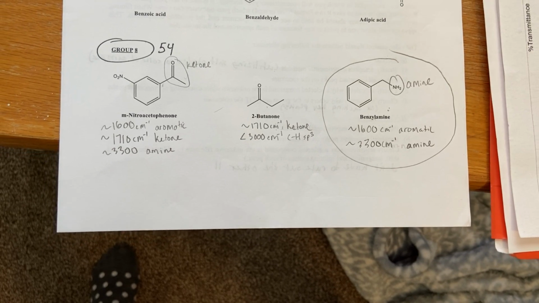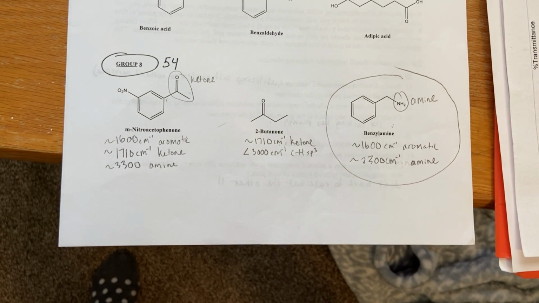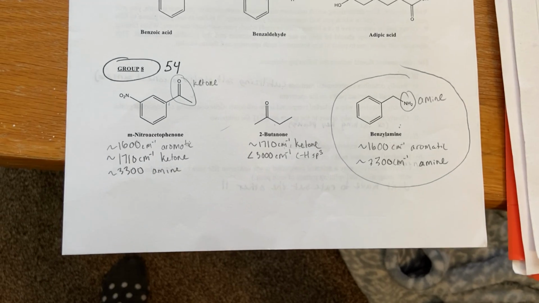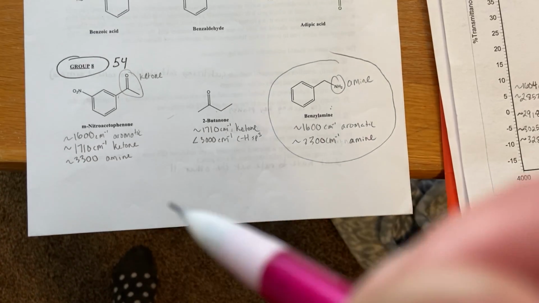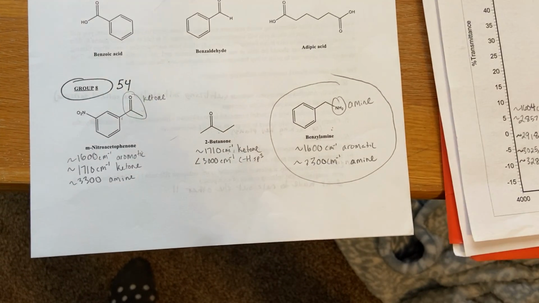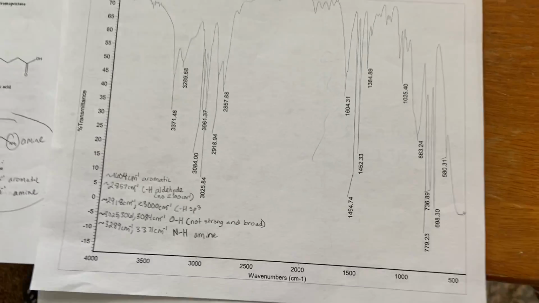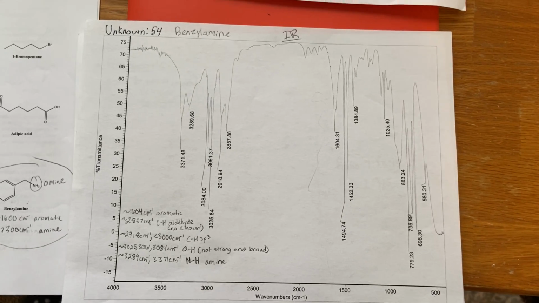And you would also see the 3300 representing the amine on this side. So from this, we can conclude that the molecule found in this IR spectrum for unknown number 54 would be benzylamine.